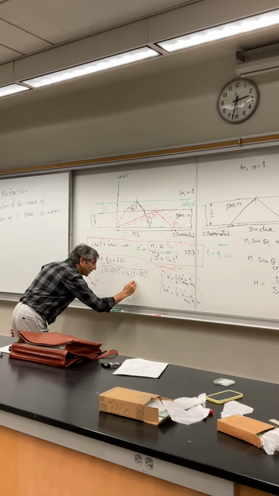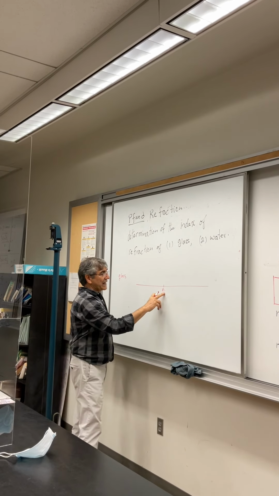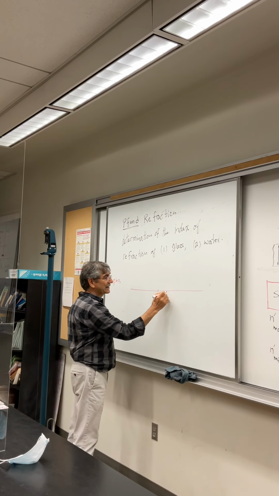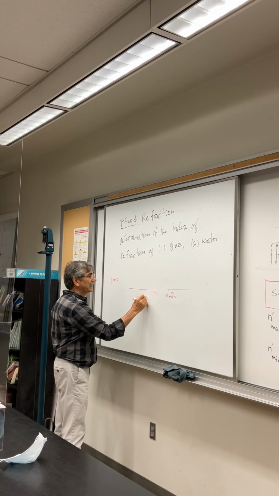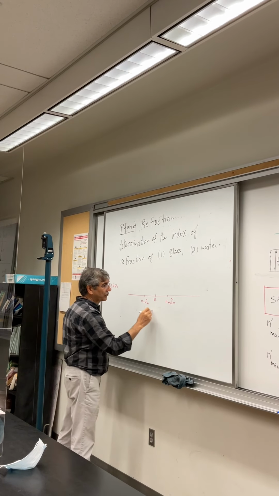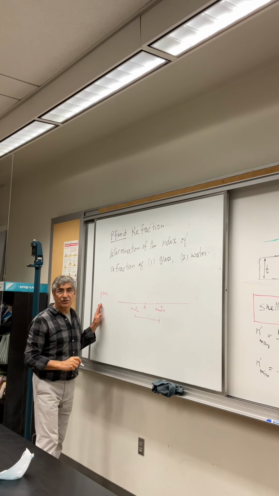And then the last thing that you have to do is a one-dimensional graph. Here is your n value. This is just for glass, and you do the same thing for water separately. This is the n nominal value for glass. This is n plus delta n, and here is n minus delta n. So that's the range of the uncertainty of measuring the index of refraction of glass.